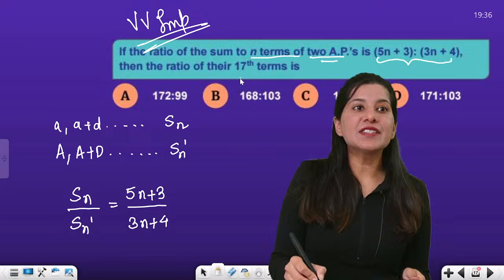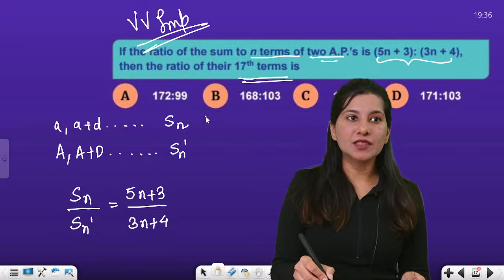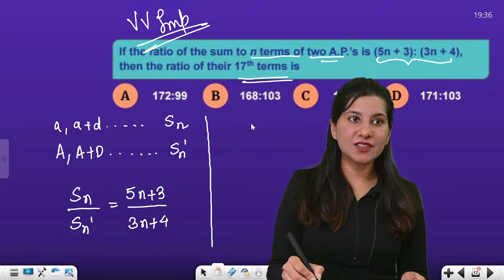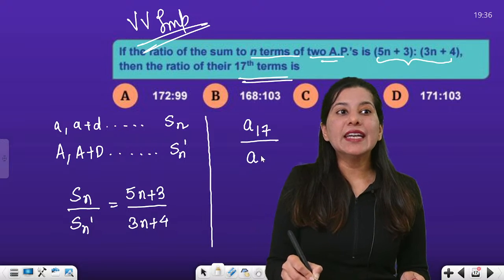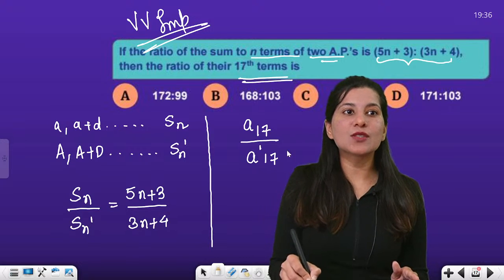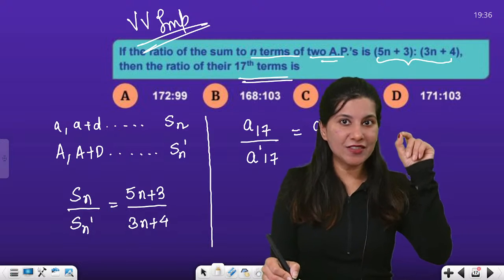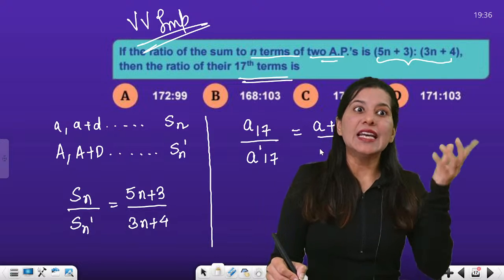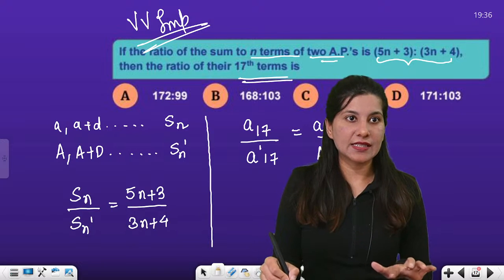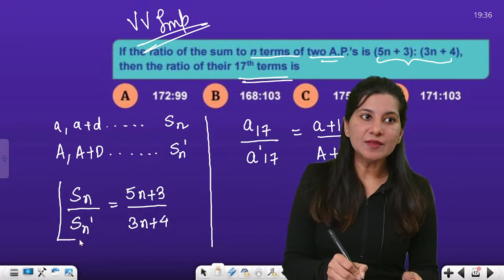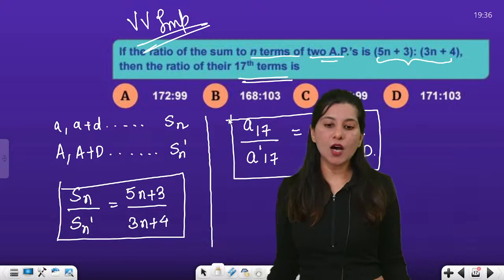Then the ratio of 17th terms is what they have asked. So that means they are asking A17 upon A dash 17. That means they are asking a plus 16d upon A plus 16D, because the first series will be denoted by small a and small d, and the second series will be denoted by capital A, capital D. Yes, that's what they are asking. Now this is given. This is asked. You tell me, how do you figure it out?